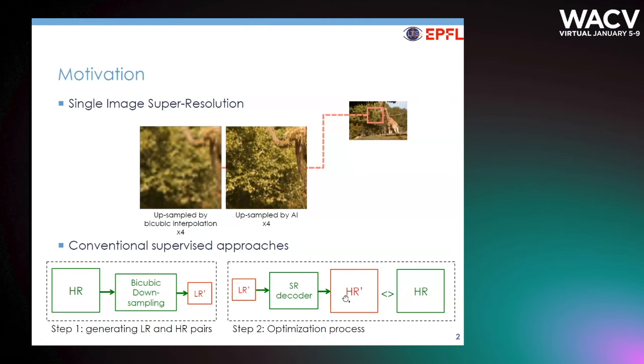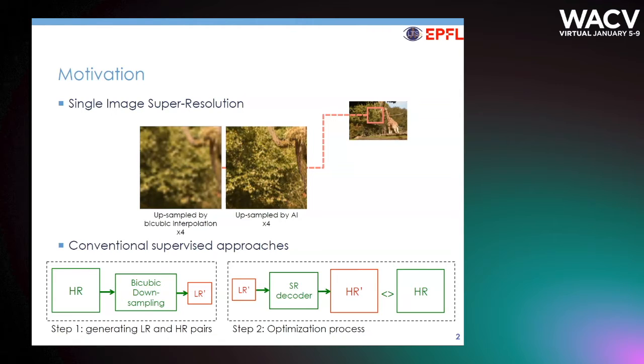The motivation today is the problem of single image super-resolution, which is where we start from a low-resolution image and we want to reconstruct the corresponding high-resolution image. There have been many approaches proposed for this, but the current dominant method is to use machine learning, in particular deep neural networks.